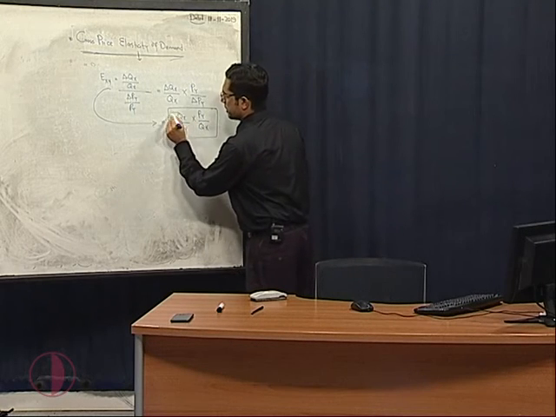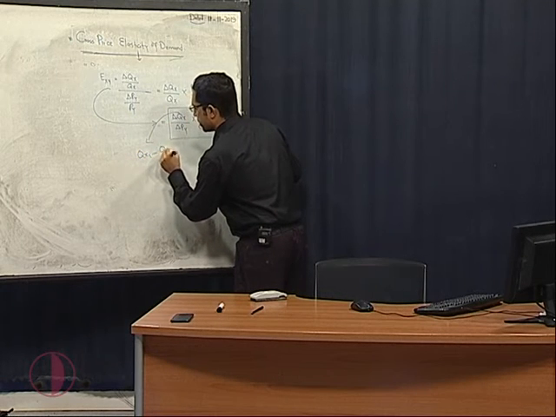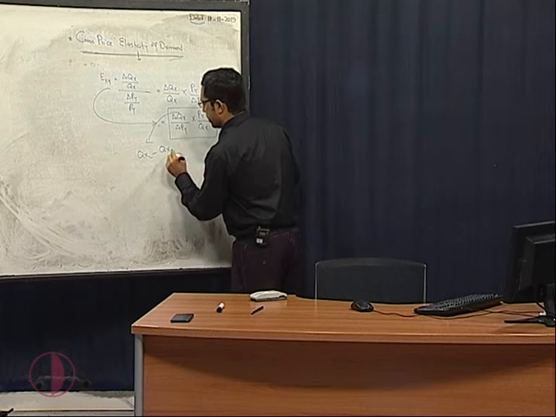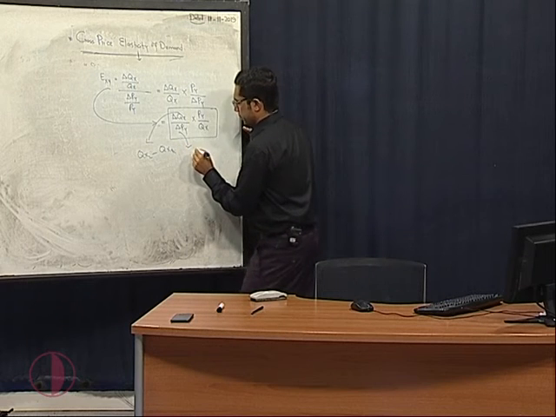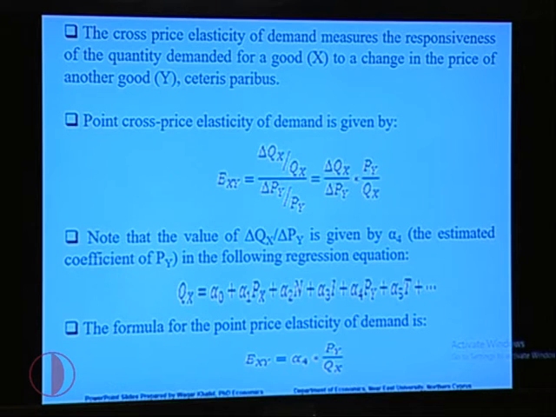Change in Q of X means Qx2 minus Qx1. Change in price of Y means Py2 minus Py1. Py1 is the original price of commodity Y and Qx1 is the original quantity demanded of commodity X. Py2 is the new price, Py1 is the old or original price, Qx2 is the new quantity demanded and Qx1 is the old quantity demanded.